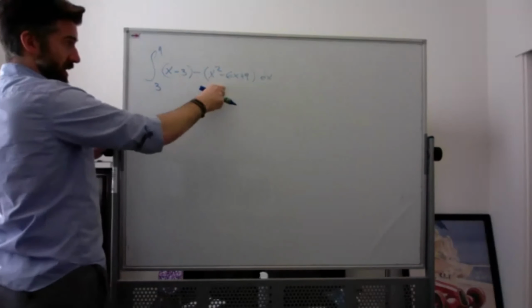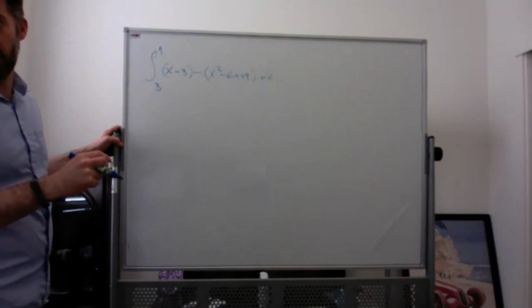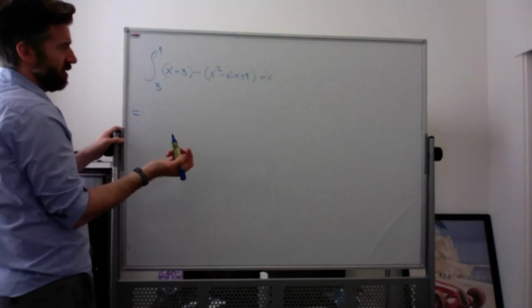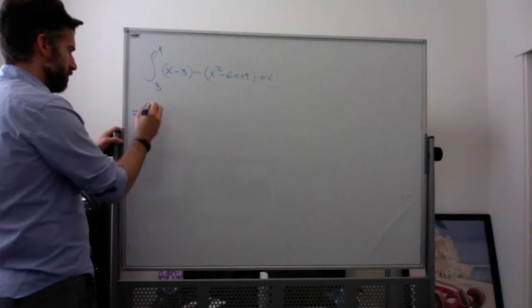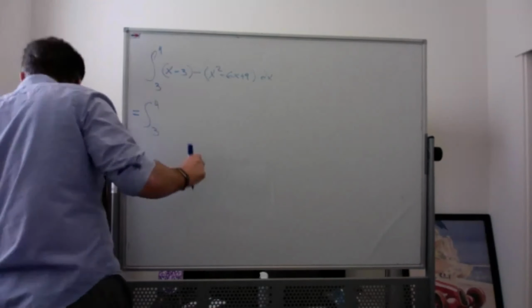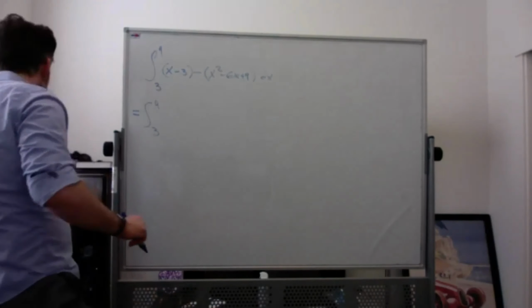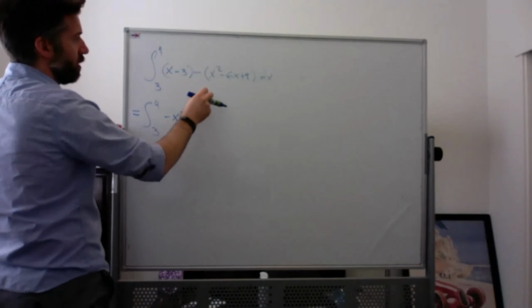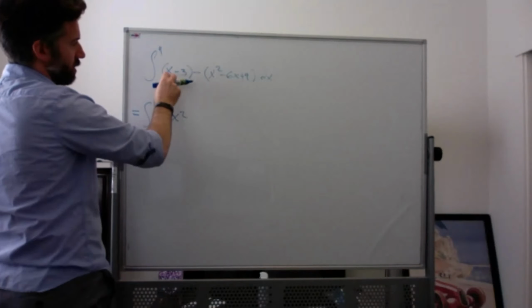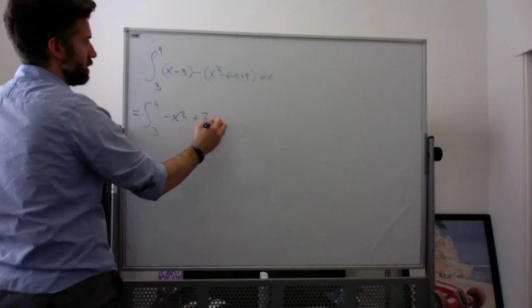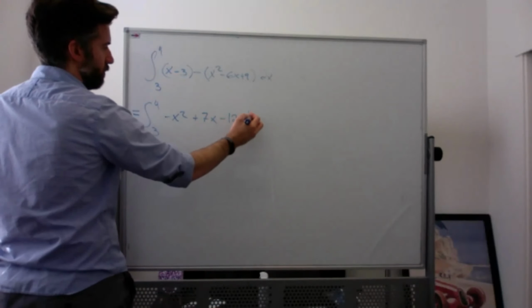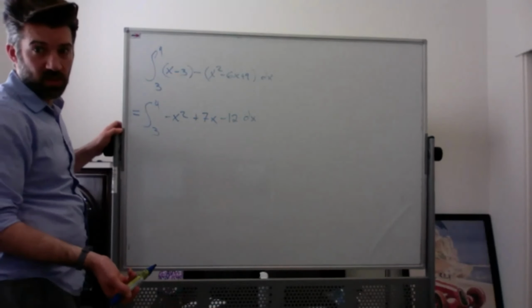So I multiplied that, right? That's x minus 3 squared, which is x squared minus 6x plus 9. And then simplifying, I like to simplify my integrand. So let's see, I'm going to have minus x squared plus 6x plus x is plus 7x, and minus 9 minus 3 is minus 12. And then we're just going to do the usual sort of thing.